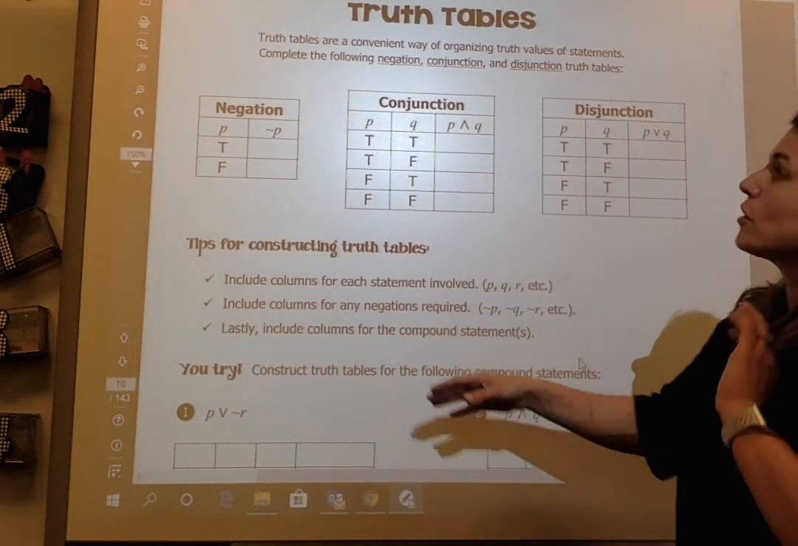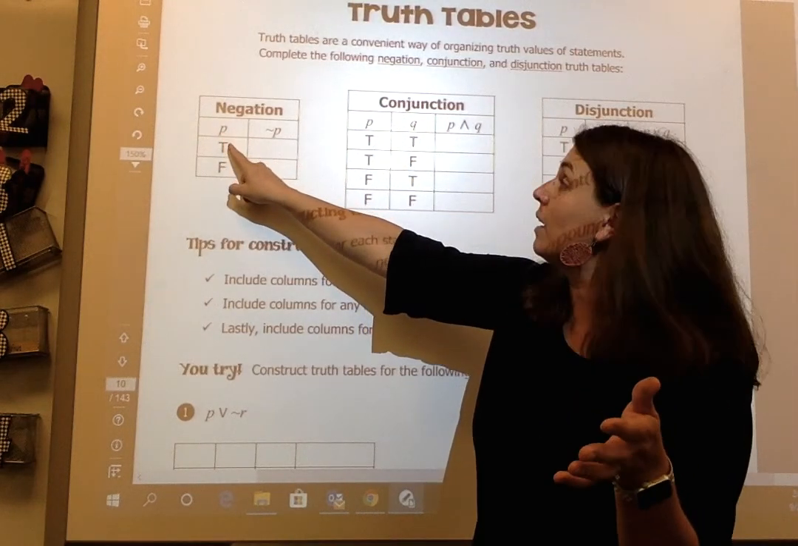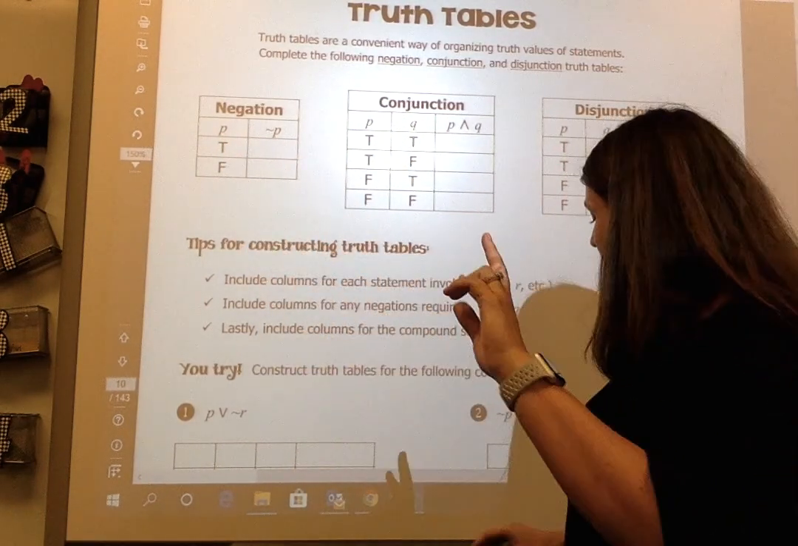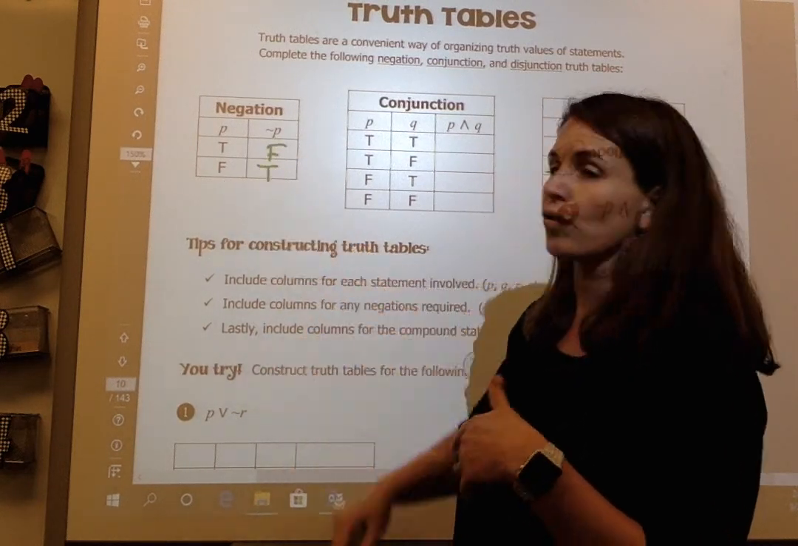So let's talk first about what it means to negate. So if P, this is not P. So it's the opposite. The opposite of true is false. The opposite of false is true.